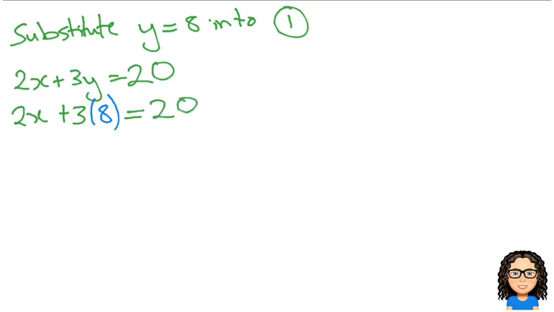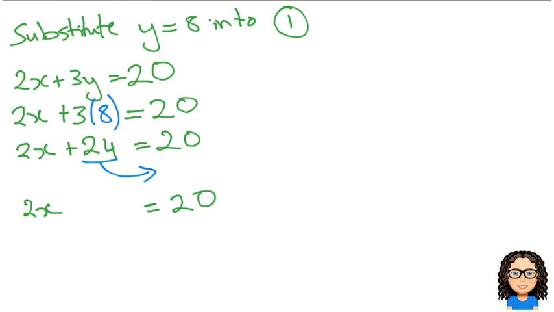Now I want to simplify. So let's multiply this out. So 2x plus 3 times 8 is 24 equals 20. Okay, so now I'm going to want to move that 24 across to the other side. So I'm going to leave my 2x alone. I'm going to leave my equals 20 alone. And if it's plus 24 on the left, when I move it across, it's going to become minus 24. Okay. So now I've got 2x equals 20, take away 24 is negative 4.